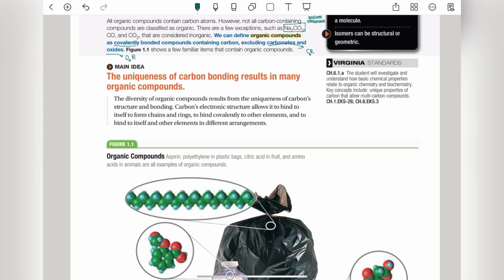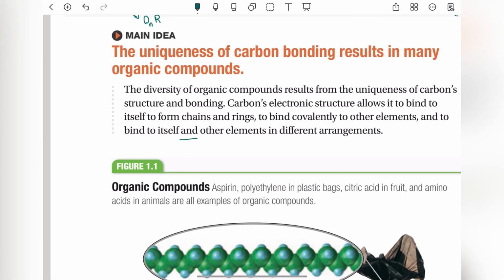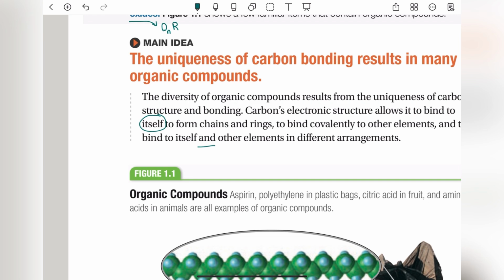Carbon's electronic structure, to remind you guys, is that carbon has 4 valence electrons in its outermost shell, which allows it to bind to itself, to form chains and rings, and to bind covalently to other elements. It also can bind to itself and other elements in different arrangements. So, unlike pretty much any other element, carbon can bind to itself, meaning carbon makes all the difference.